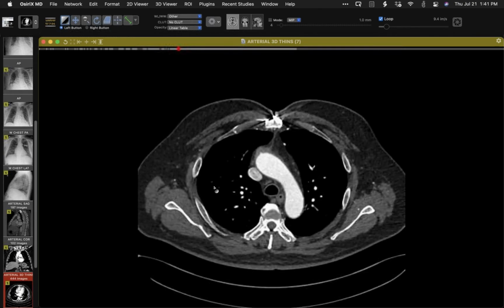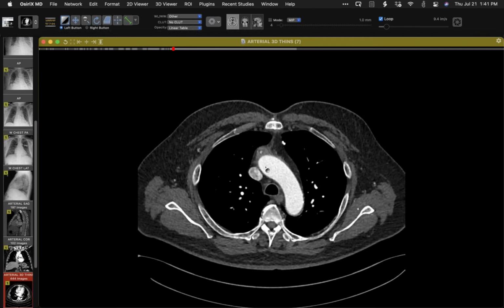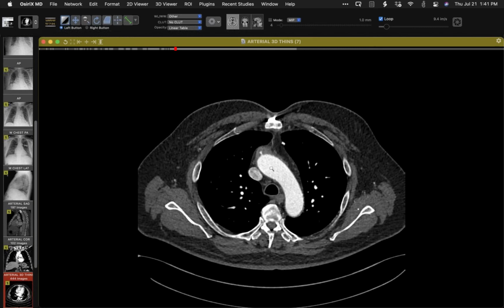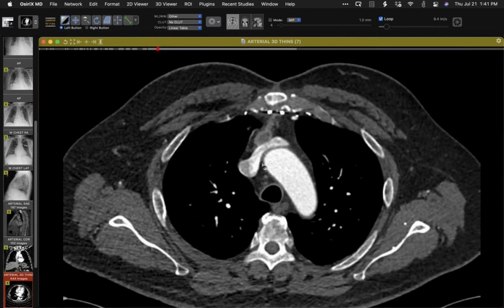And then I will show you here that you see this. So take a look at this aorta here. You see, I'll make this bigger. A little contrast there. Then going superiorly, you see this right there.